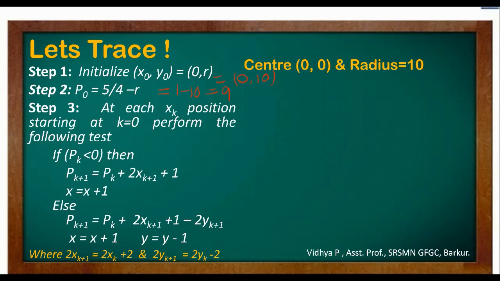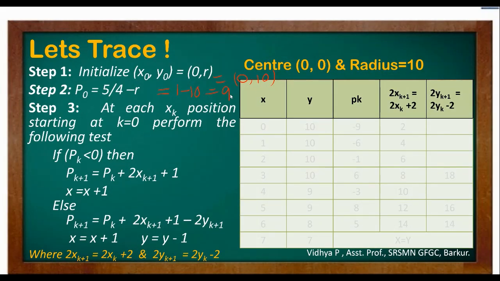Now, at each position xk, starting at k equal to 0, go through the following test. Let us trace. We just imagine x0, y0 is 0, 10. The pk value is going to be minus 9. Now, we go to this condition. If pk is less than 0, we have to execute this part. If it is greater than 0, we have to go for this part. Now, pk is less than 0.